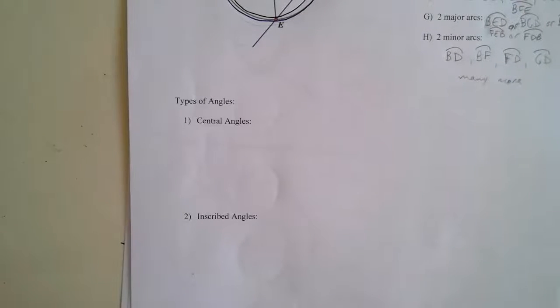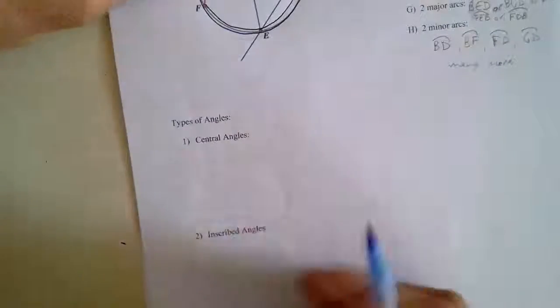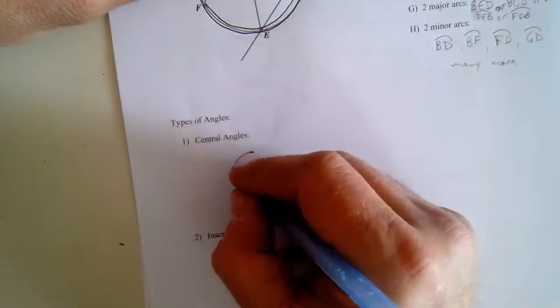In the last video I talked about some of the terms we had for lines and segments and also for arcs and circles. Alright, so now let's just talk about the types of angles. And again, I'm going to do the same thing, draw a diagram and then give you a definition. So, central angles.